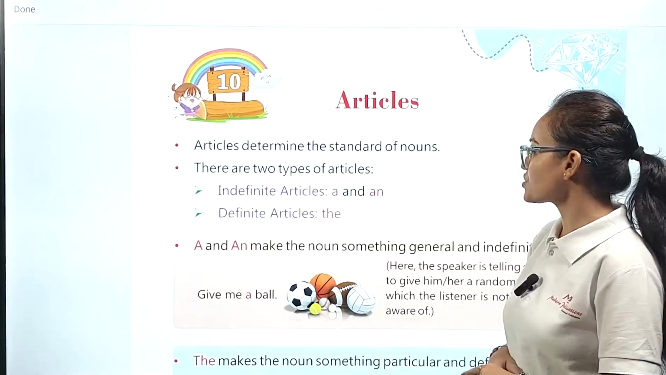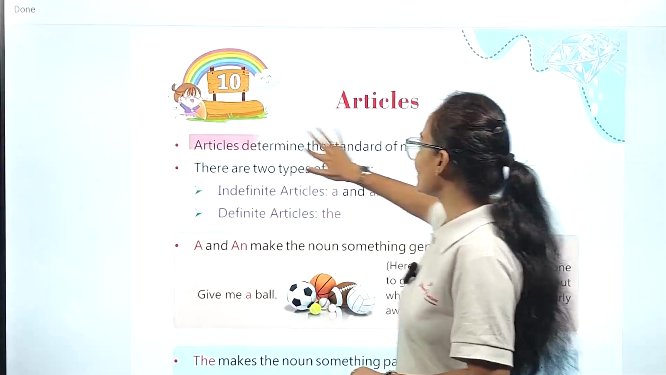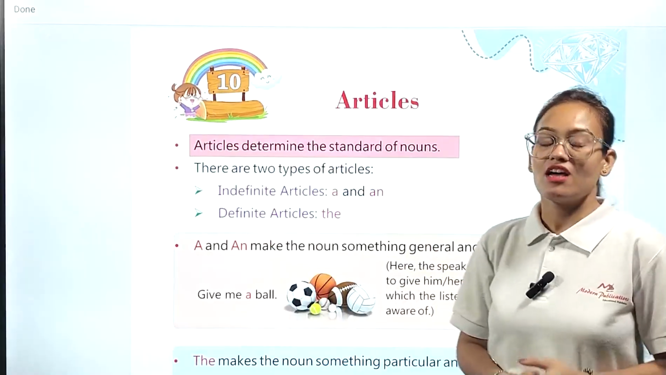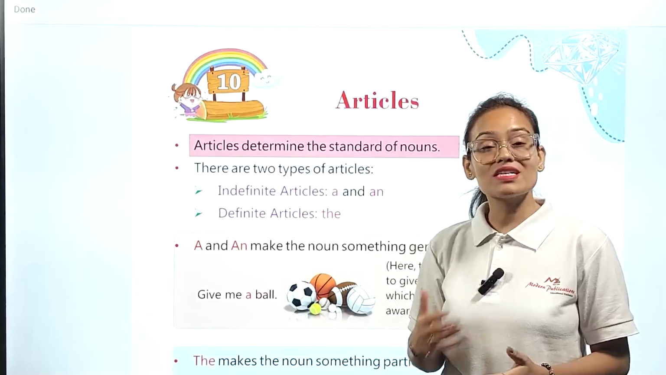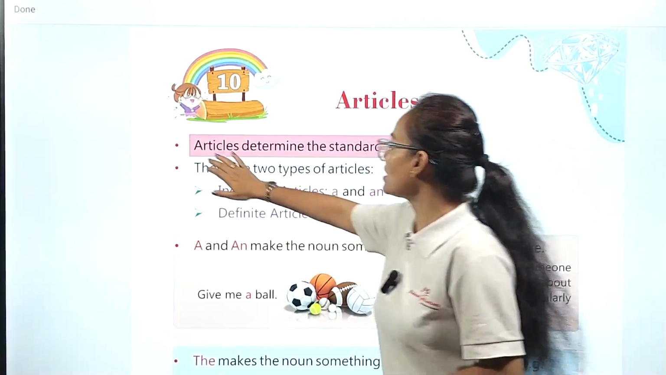First of all, my dear students, we have to understand the meaning of article. See, an article determines the standard of a noun. Why do we need an article? Because an article tells us what the standard of the following noun is. There are two types of article.